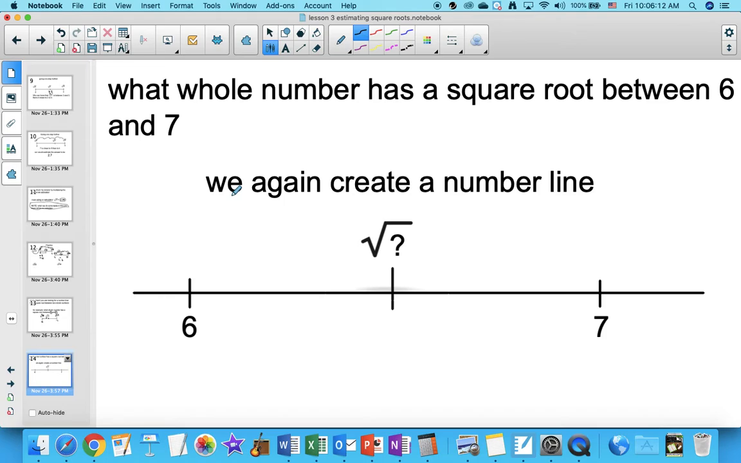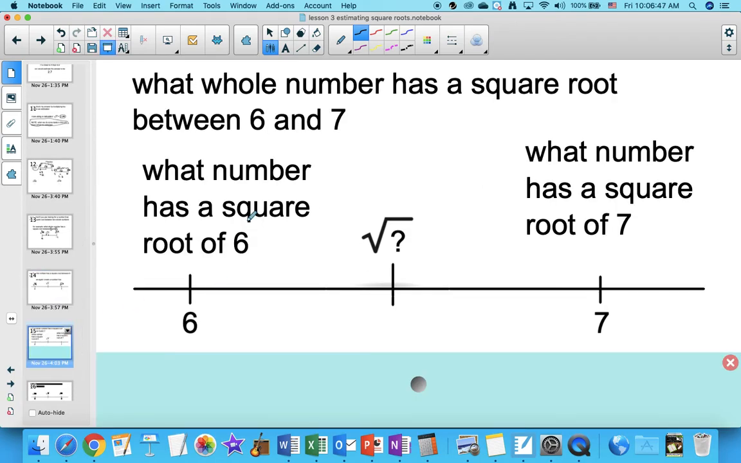So we draw a number line again. This is saying we have a number that has a square root of 6, and a number that has a square root of 7. So you go backwards, right? What number do we get if we times 6 by itself? 36. That's the perfect square. What number times itself gives us the perfect square of 7? 49, right? So the square root of 49 is 7, the square root of 36 is 6. What number is in between this?